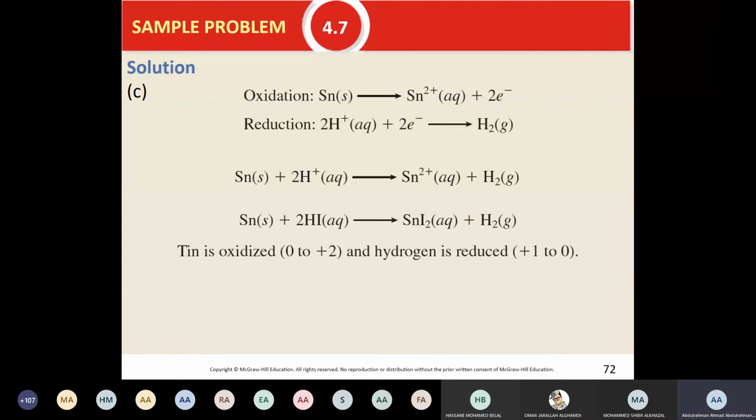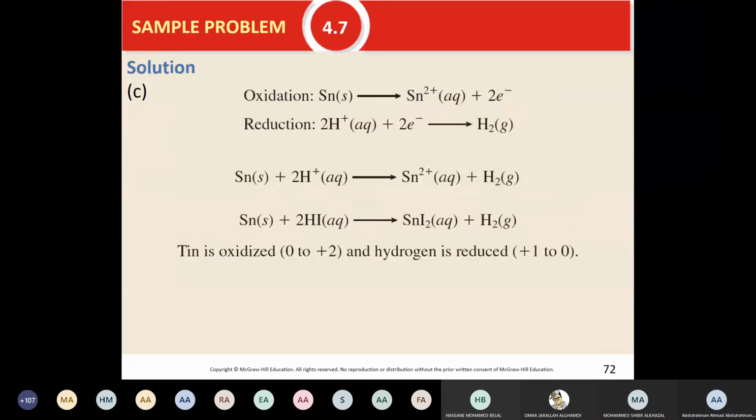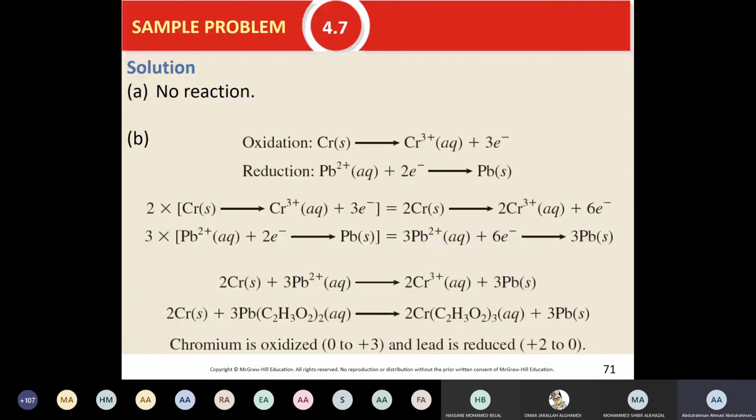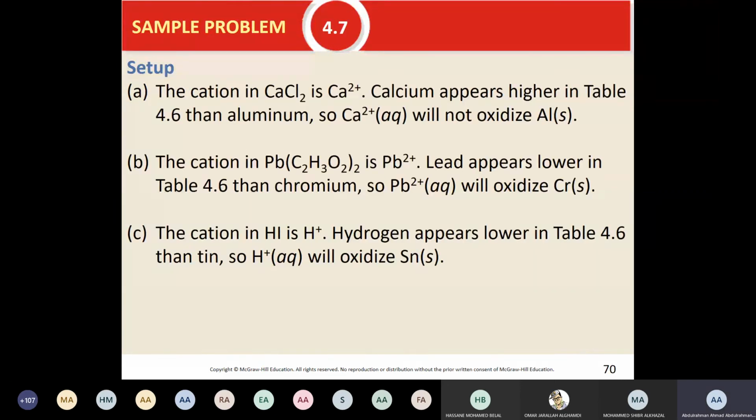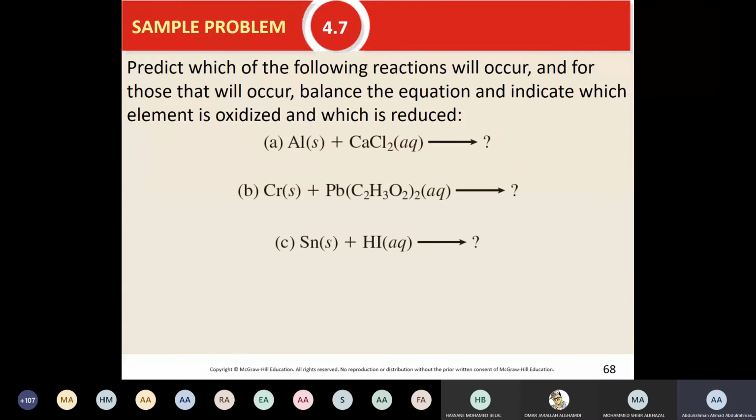Now, if you want to write a reaction, here we want to write the full reaction, the oxidation and the reduction. Let's take one of them, and the rest will be the same. Okay, let's take the first reaction. We have aluminum and calcium. They are very close to each other.